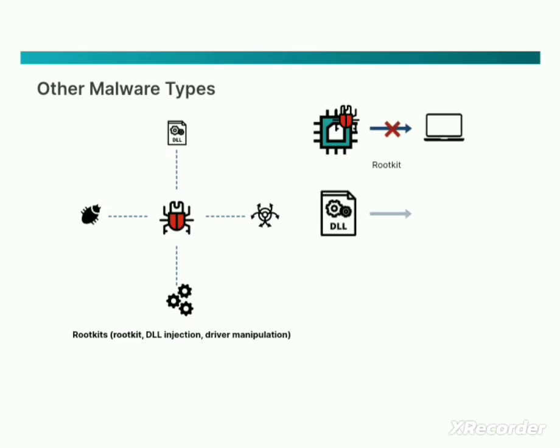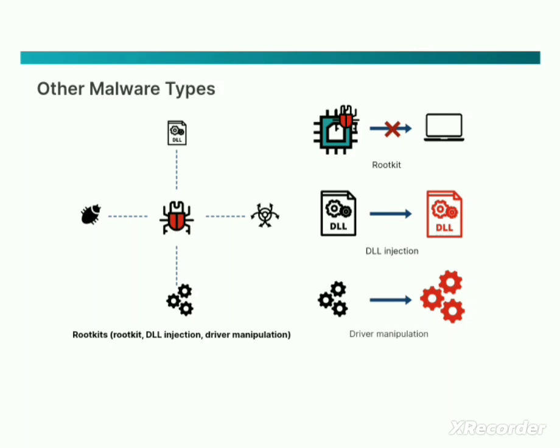A DLL injection attack allows the attacker to execute malicious code by replacing legitimate DLL files with malicious ones. This type of attack is difficult to detect and prevent because it often involves the use of legitimate files and processes. Similarly, a driver manipulation attack changes or replaces driver software that allows the operating system to communicate with hardware devices.